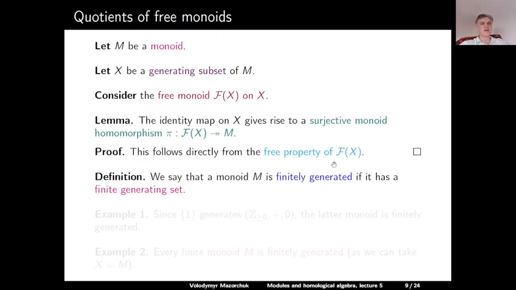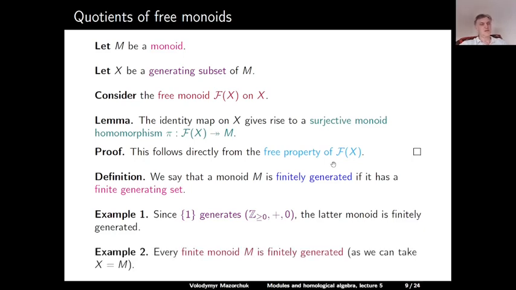Definition: we say that M is finitely generated if it has a finite generating set. So for example, as the singleton 1 generates the additive monoid of all non-negative integers, the latter monoid is finitely generated. Example 2, every finite monoid is finitely generated, as we can take X to be the set of all elements in this monoid. It's finite.